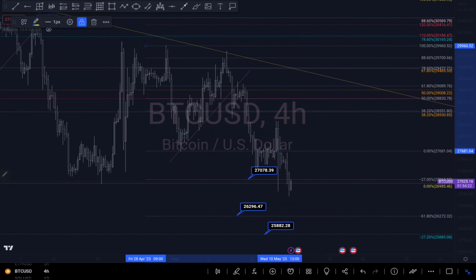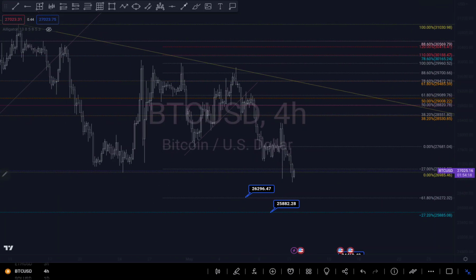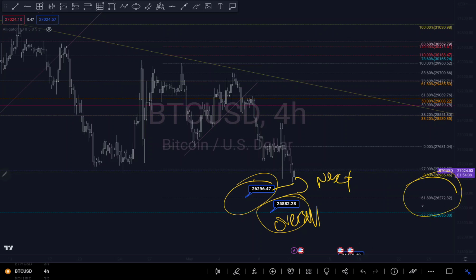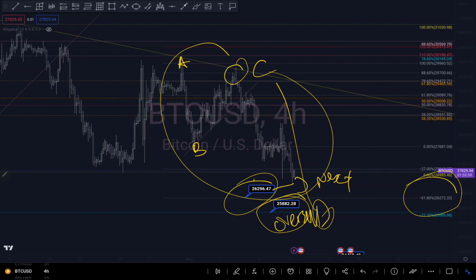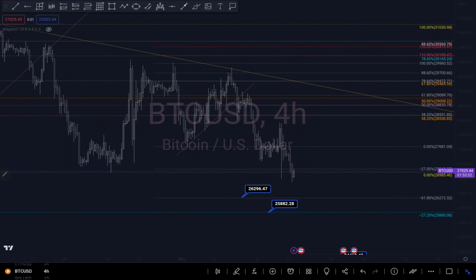So what am I expecting right now? Let me delete this one, since we are currently at that level. So my next target is this one, and this is my overall target. My next target is right at that level, my minor negative 61.8, which is just from point A here to point B here, and we can see point C here to now continue to the downside. So that is just my overall structure of this direction, my negative 61.8 around that area. But as you can see, we are currently around my negative 27%.